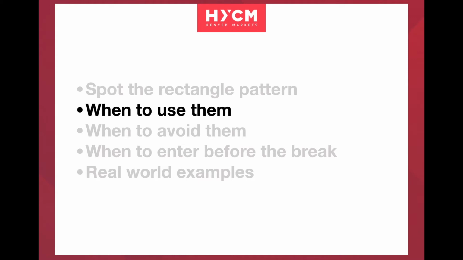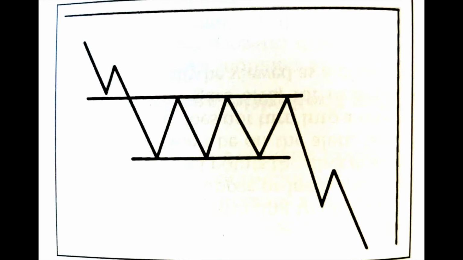Now, when should you use these patterns? Well, the ideal opportunity to use these is when you have a strong fundamental bias for a market to go a certain direction. So, for example, say you were trading an instrument and you had strong reasons to expect that instrument to keep selling off over time, then you would favor a break of the bearish rectangle to the downside, and you would look to go with a break of that level.